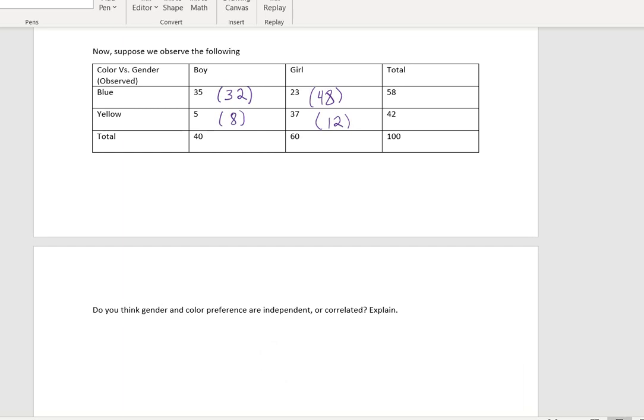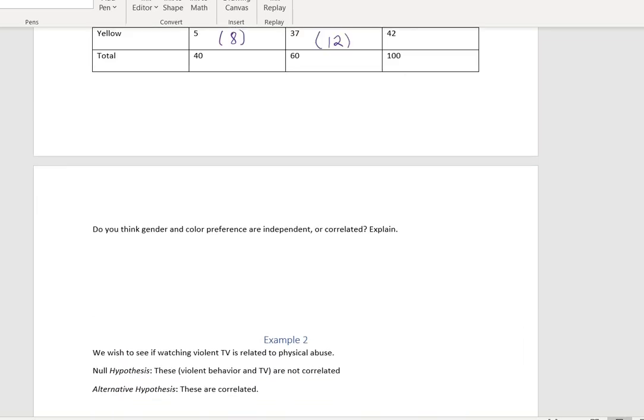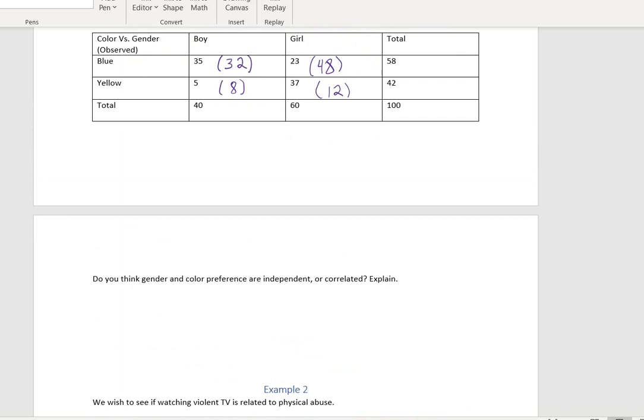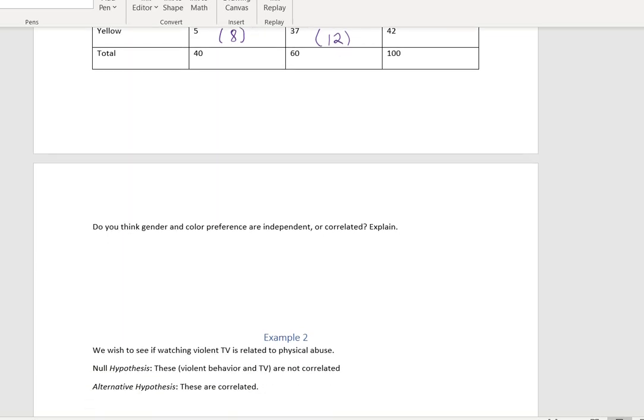What we see is that because these numbers are so far off, maybe girls think that blue is a boy color, so they prefer yellow. Or maybe girls are more likely to think that yellow is a happy color, so they choose yellow over blue.